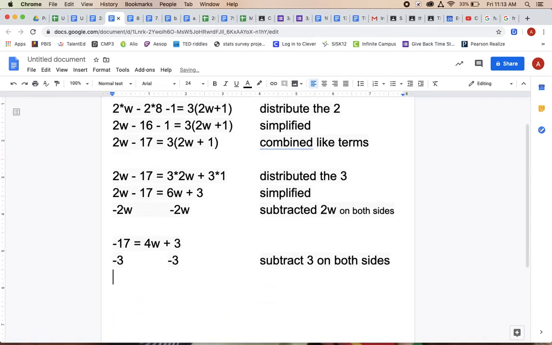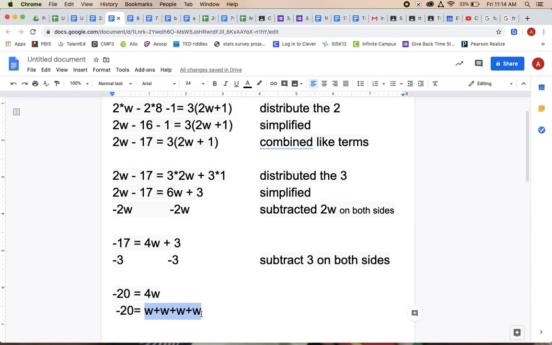Cool. Now I'm going to do it. Negative 17 minus 3, feel free to use your calculator, that is negative 20. Equals 4W, and 3 minus 3 is nothing. So now I'm just left with 4W minus 20. Remember, 4W is really just 4 W's. I just told you there were 4, so I didn't have to write out 4.